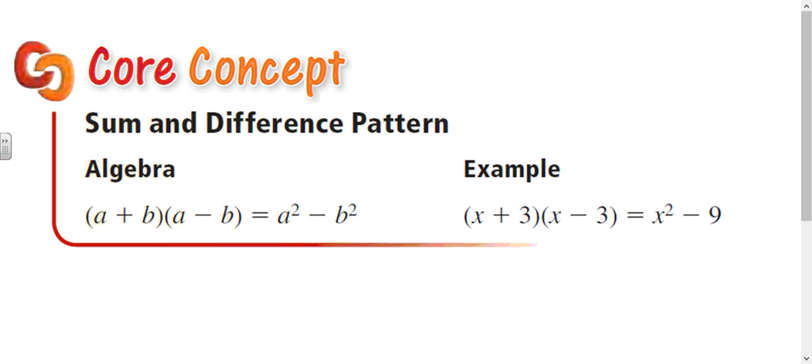Okay, so this is, again, called a difference of squares. They call it a sum and difference pattern, but it's more commonly called a difference of squares. So you have two numbers that are squared, and we're taking the difference. And so when you have two numbers that are the same, but one's plus, one's minus, you end up with a difference of squares. The middle part cancels each other out.